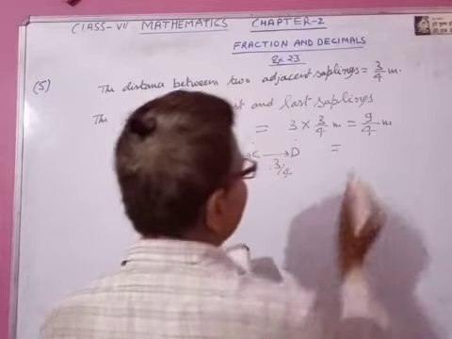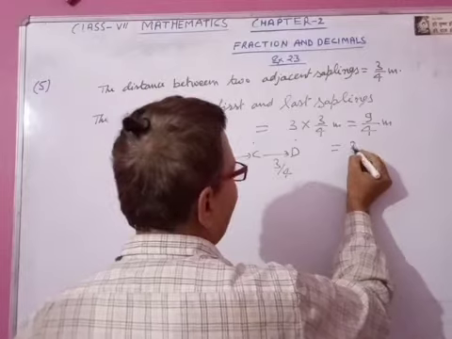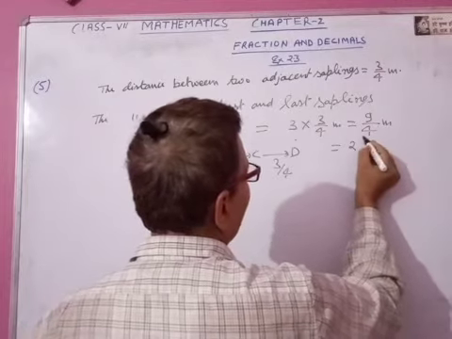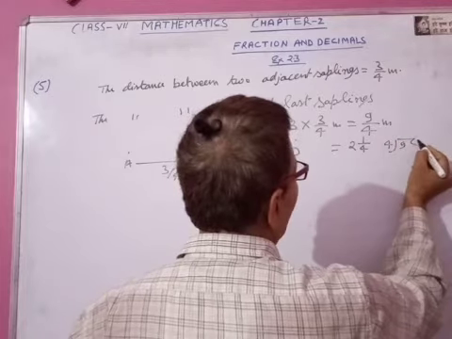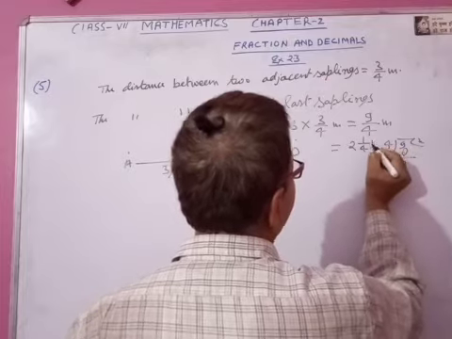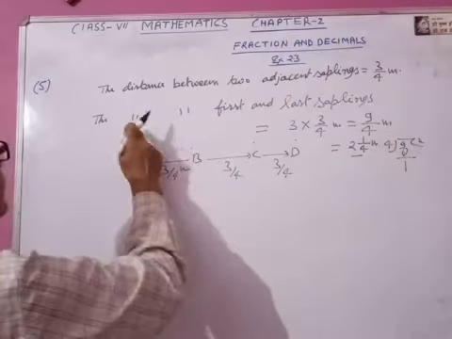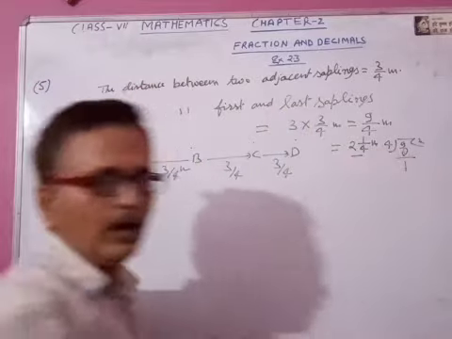And if you will change this into a mixed fraction, then 4 2 ja 8. You will get 1 upon 4. How? You will see 4 2 ja 8. 1 will be remainder, 2 whole 1 upon 4 meter. The distance between first and last sapling is 2 whole 1 upon 4 meter.